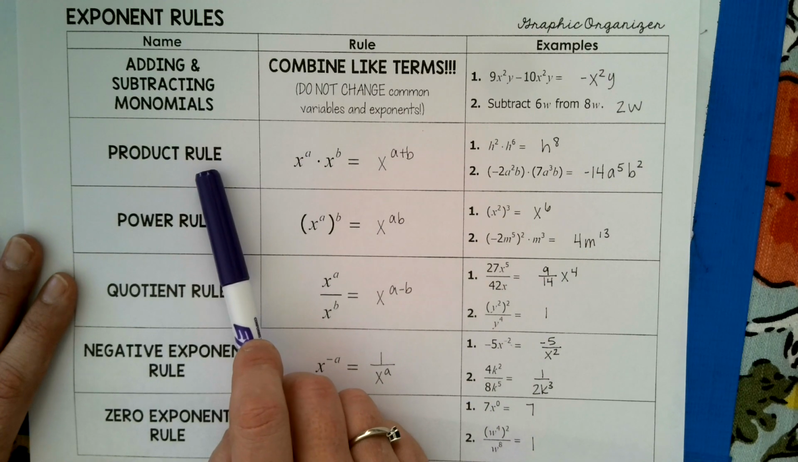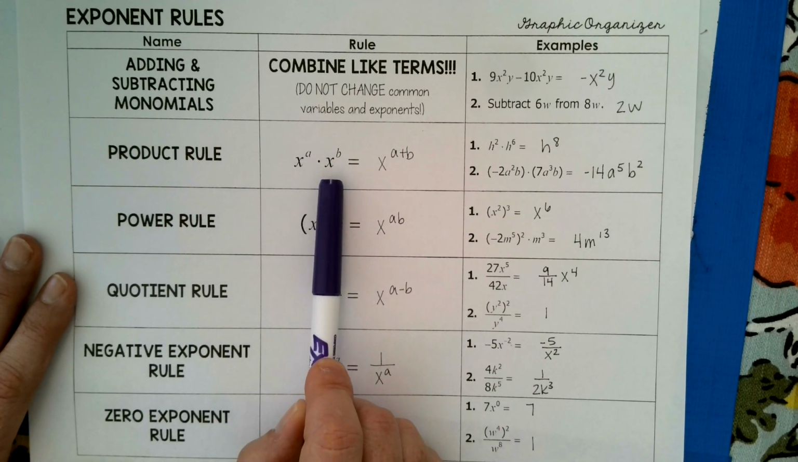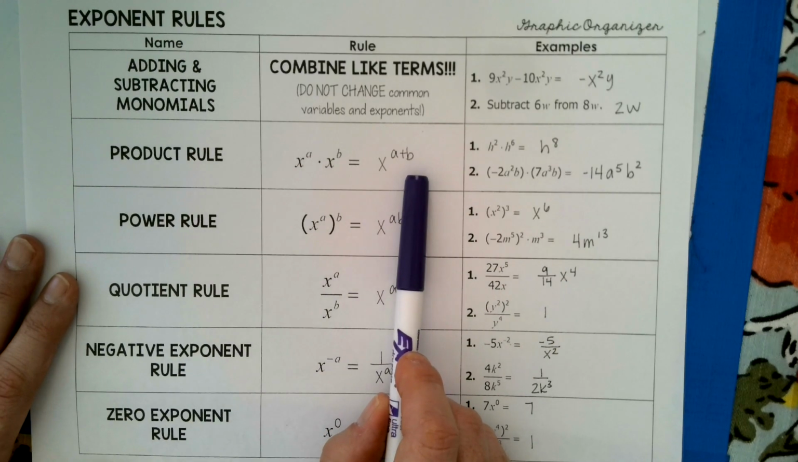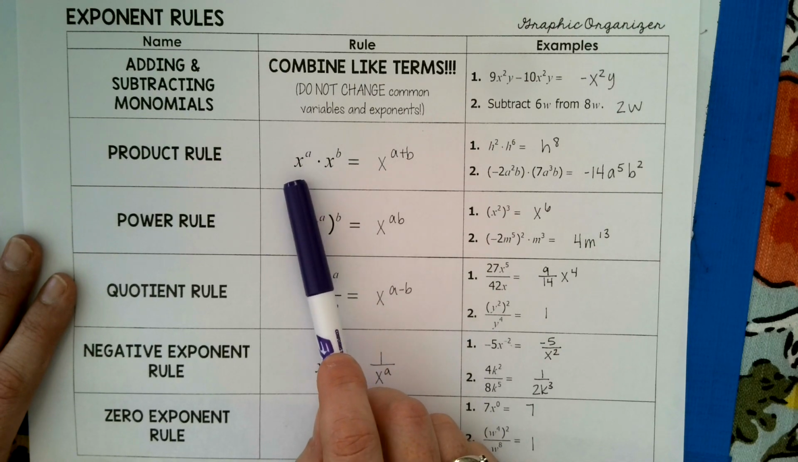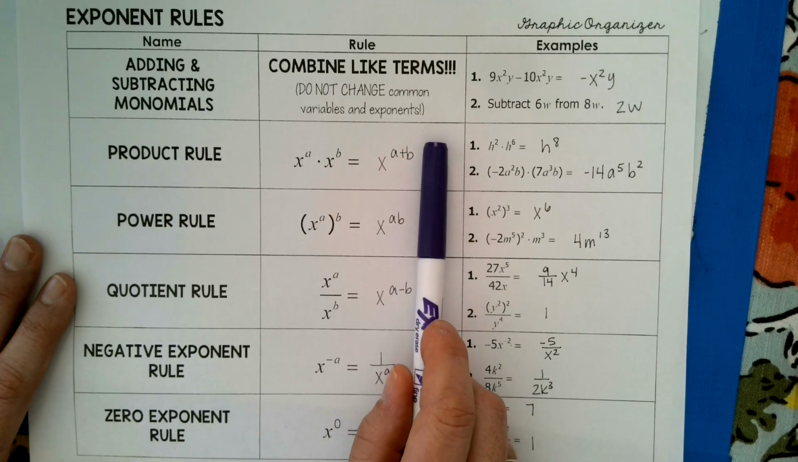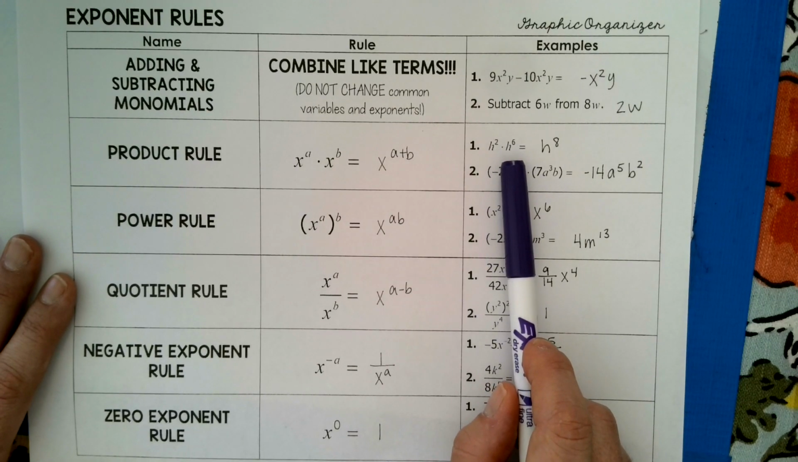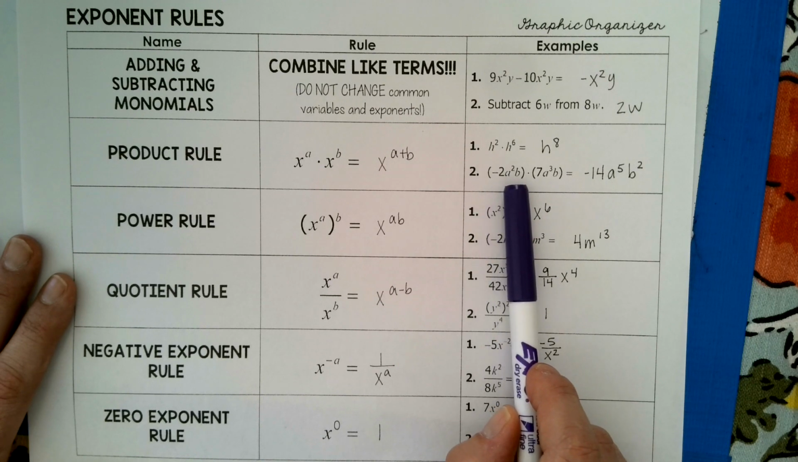Now, the next thing we're going to look at is the product rule. If you have the same base and different exponents, you are going to add the exponents together. The key thing is that you have to have the same base. Remember, we have the base and the power. So our base here is x, our power is a, base is x, power is b. We can add the powers together if they have the same base, just like this. h squared times h to the sixth would give you h to the eighth. Same thing with this a squared.